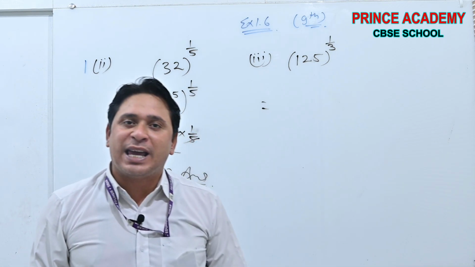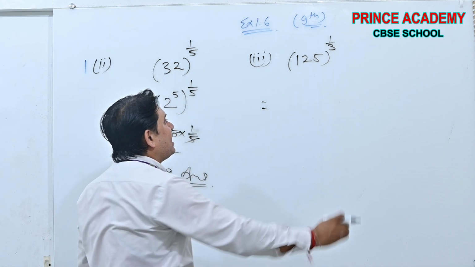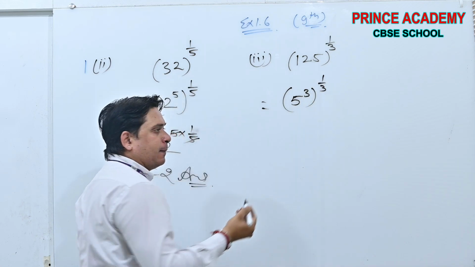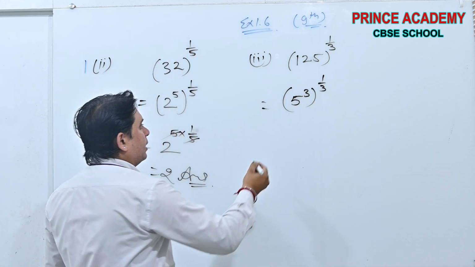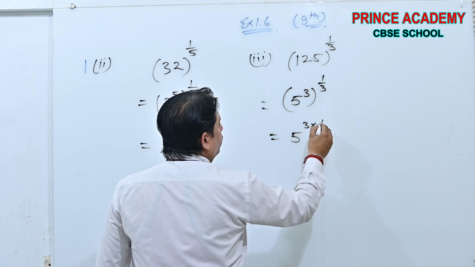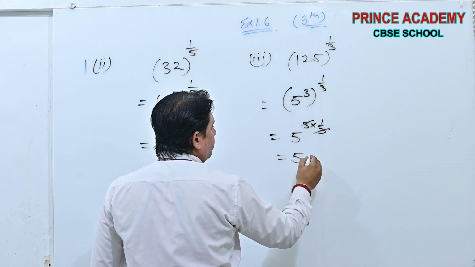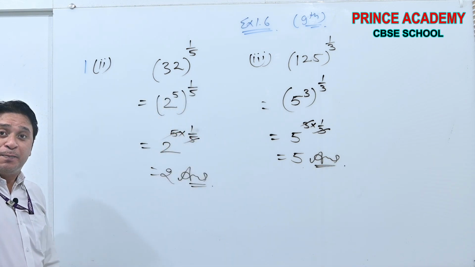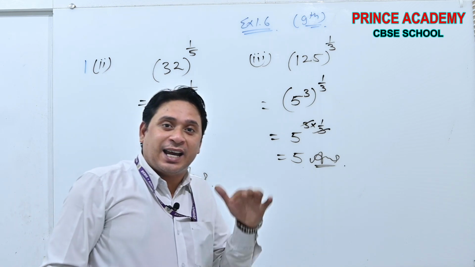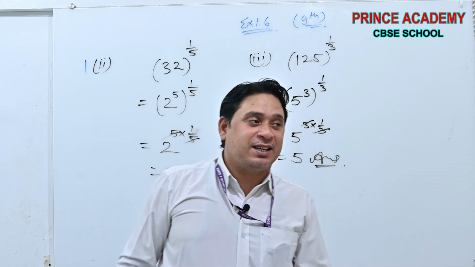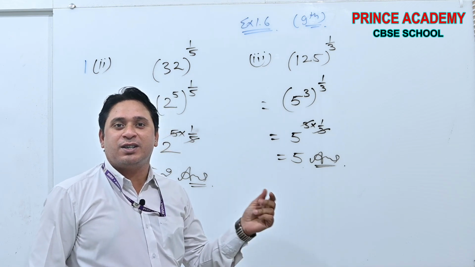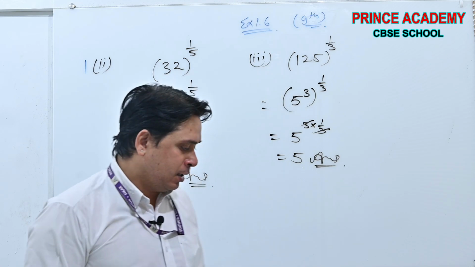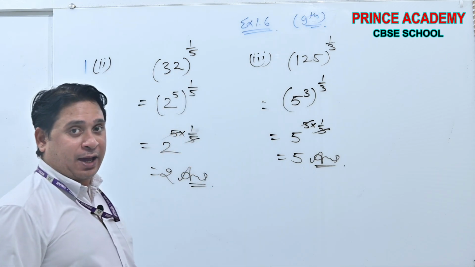What is this? This is 5 cube. And easily I can write this as 5 cube, whole power is 1 by 3. What does it mean? 3 into 1 by 3, it will cancel, 5. Yes or no? So simple these sums are. You are in 9th class, Princians, and you are in 9th class and you are Princians. I think these kind of questions are fun for you. Okay? They are just too simple and too easy for the level of Princians.